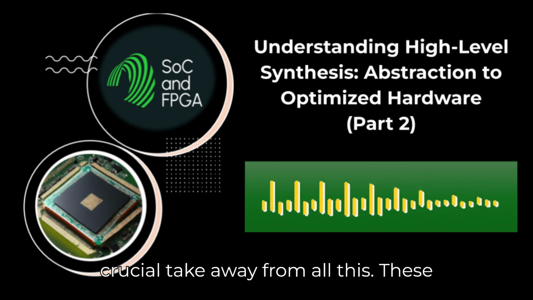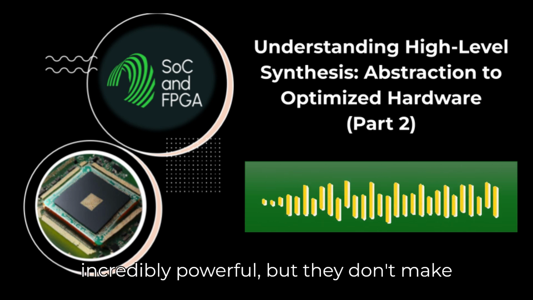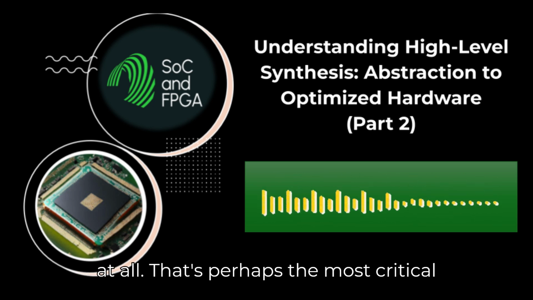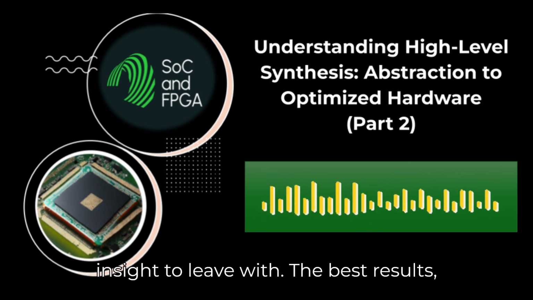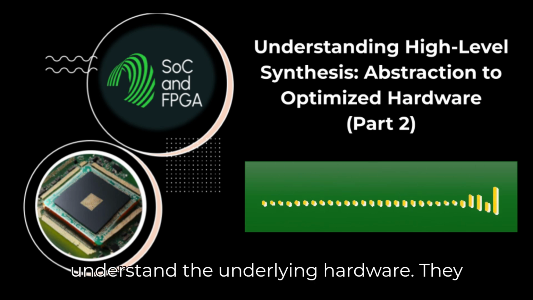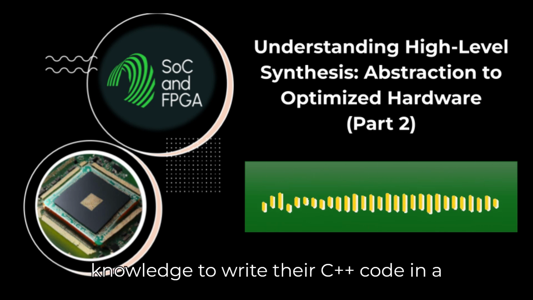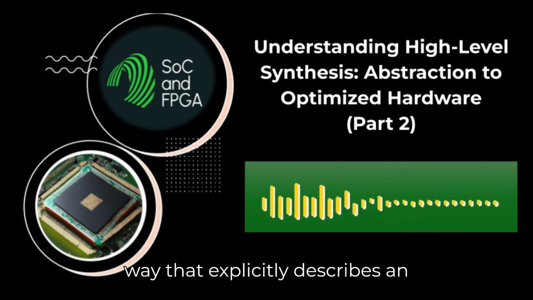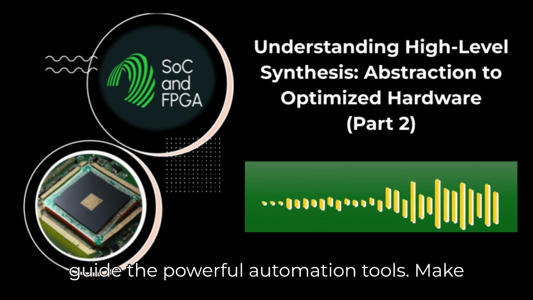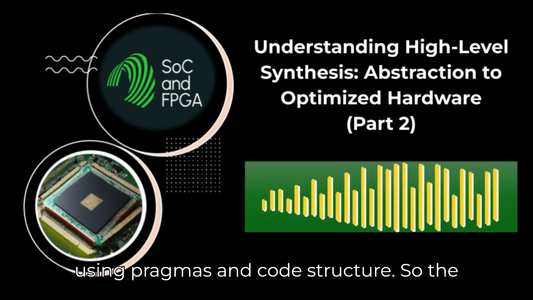Which brings us back to a crucial takeaway from all this. These HLS tools, the AI assistants, they're incredibly powerful, but they don't make hardware expertise obsolete, do they? Not at all. That's perhaps the most critical insight to leave with. The best results, the highest performance HLS designs, consistently come from designers who understand the underlying hardware. They know about pipelining, memory banking, data flow. Exactly. They use that knowledge to write their C++ code in a way that explicitly describes an efficient hardware implementation. They guide the powerful automation tools, make those critical architectural trade-offs using pragmas and code structure.